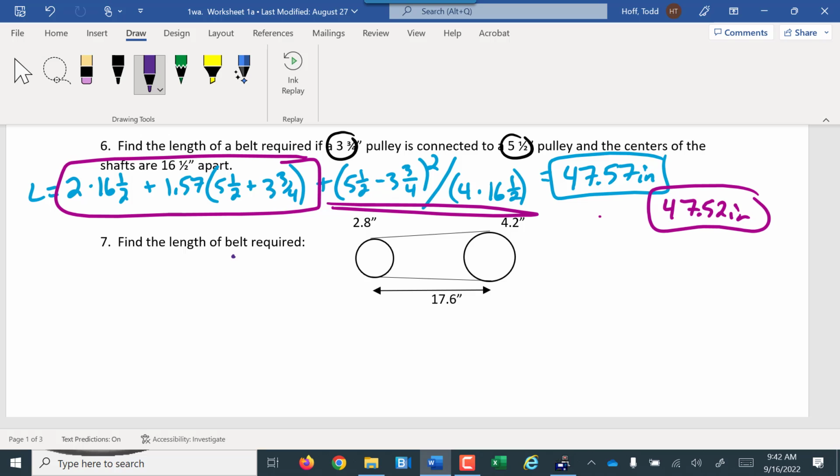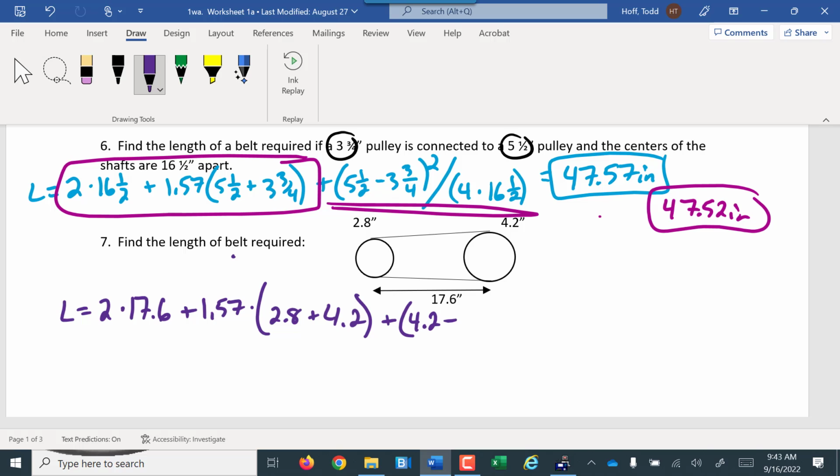Number 7 then, same thing, finding the belt length required. So 2 times, you tell me what to put in here. 17.6 plus. Okay. Plus, in the parentheses, 4.2 minus.